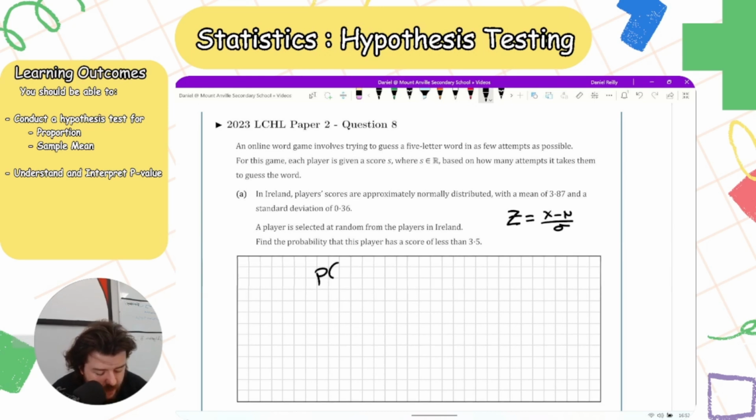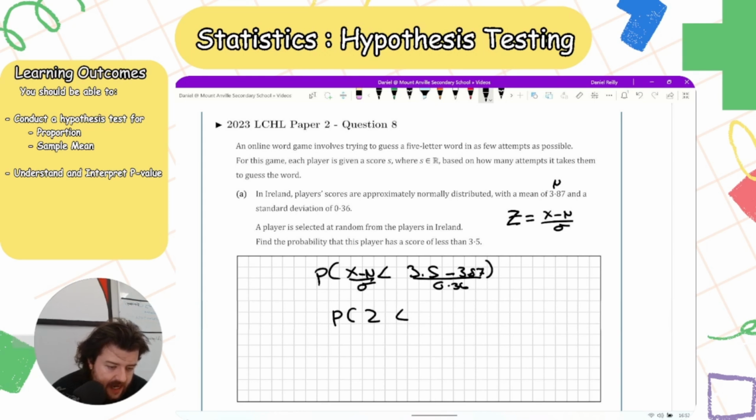So, I'm looking for the probability that a score is less than 3.5 minus the mean divided by the standard deviation. The mean is 3.87, and the standard deviation is 0.36. We get the probability that Z is less than minus 1.03.